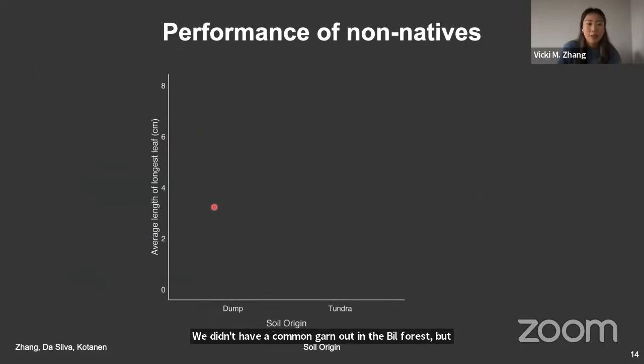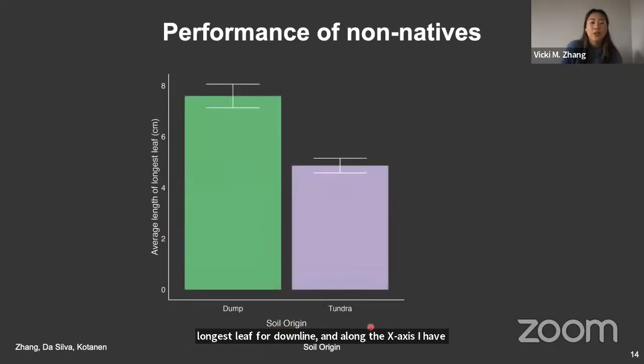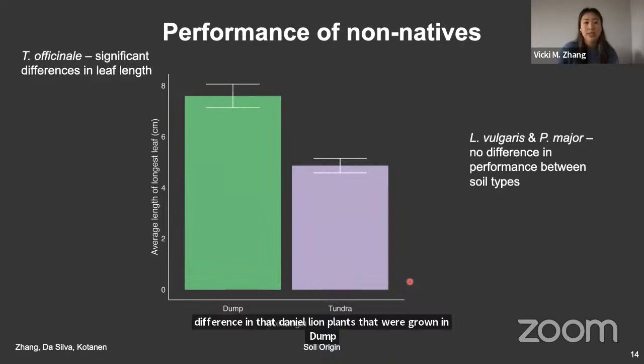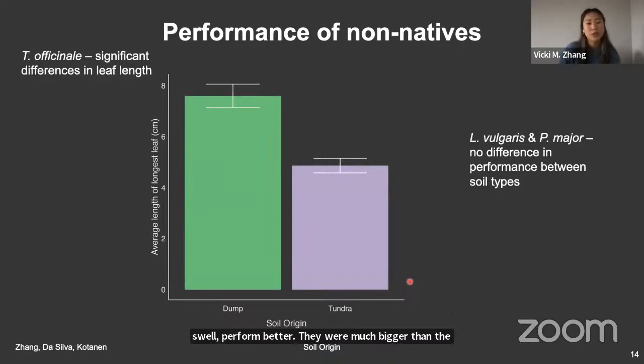But there was a difference in dandelion performance. Here I have along the y-axis the average length of the longest leaf for dandelion, and along the x-axis I have the soil origin type. There was a significant difference in that dandelion plants that were grown in dump soil performed better. They were much bigger than the ones in the tundra. But there was no difference in performance for Linaria or plantain.